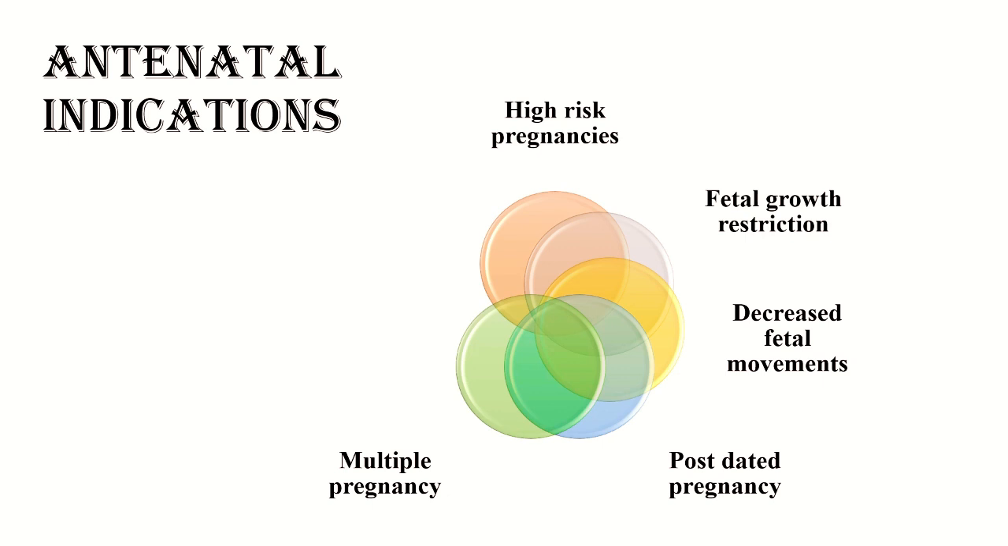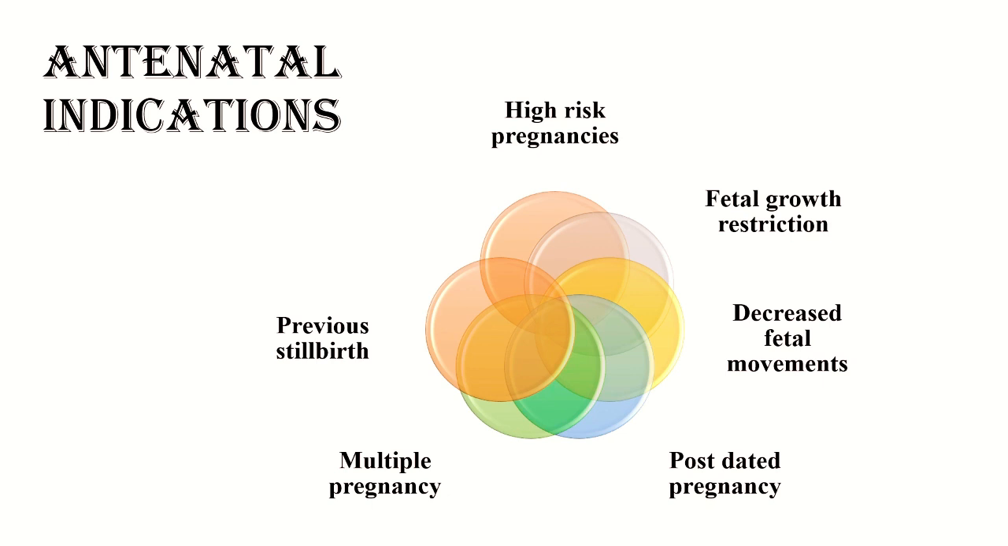Next, in case of post-dated pregnancy, multiple pregnancy, so if there is, for example, twin pregnancy, then in that situation we have to attach three transducers to the mother's abdomen. One will assess the uterine contraction and the other two transducers will assess the fetal heart rate for both the babies separately.